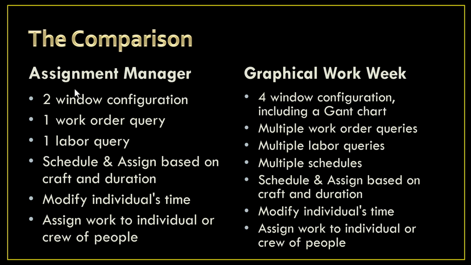Now the graphical work week view is much more modern looking. It's much more like our other graphical applications as well. So it has a 4-window configuration. The bottom still works with labor, but it splits between the labor and the craft information and their availability. And then the top splits between the list of work orders and a Gantt chart showing those work orders on a Gantt-like schedule. In the graphical work week view, you create schedule records, the same as you do in some of these other graphical applications.